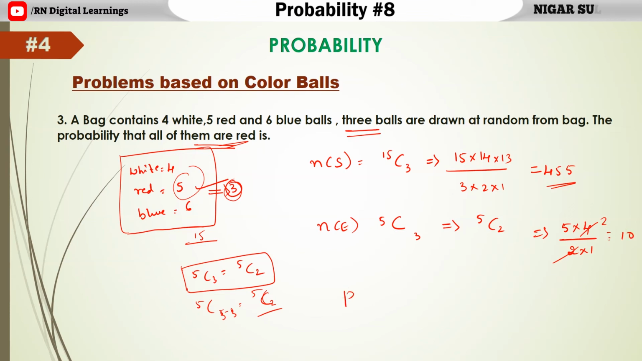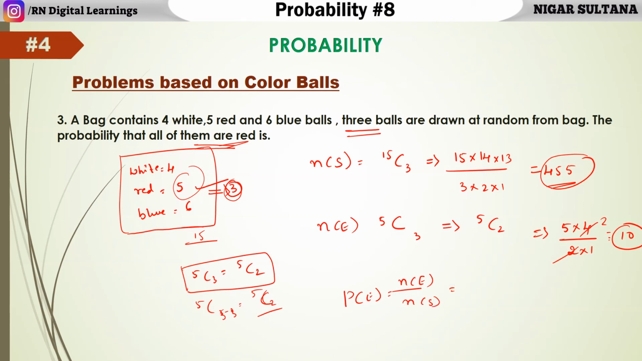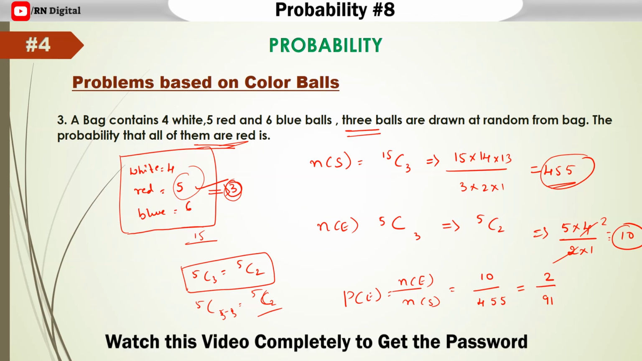Now, we have got the number of samples and number of events. Now, let's find out the probability of the event. So what is n of E divided by n of S? So what is n of E? 10 divided by 455. When I simplify this, I will be getting 2 by 91. So this is the probability of the event. Now let's move on to the next problem.